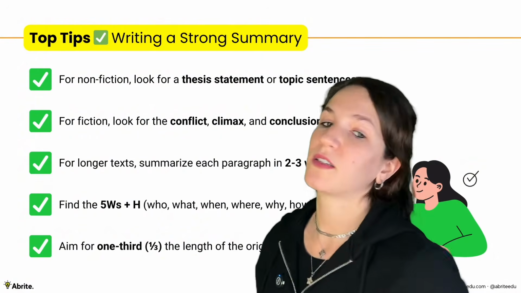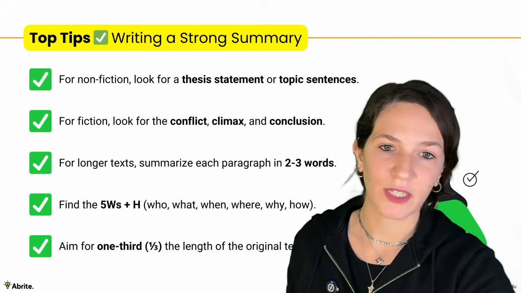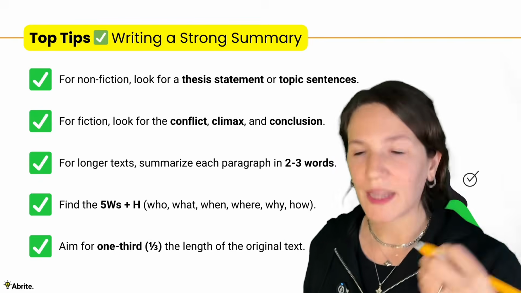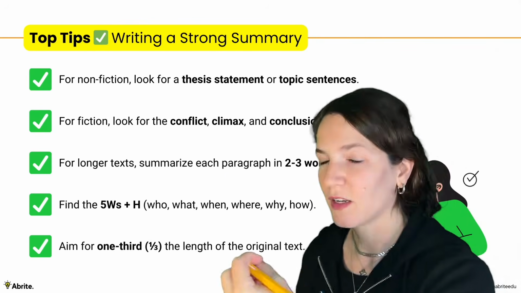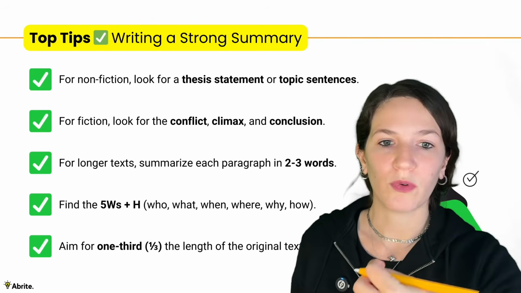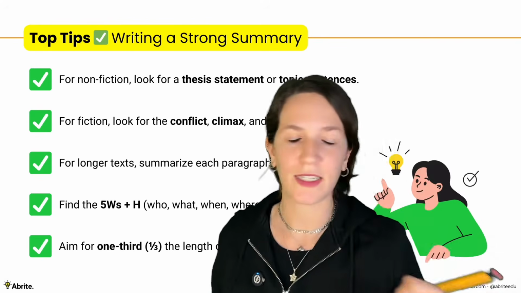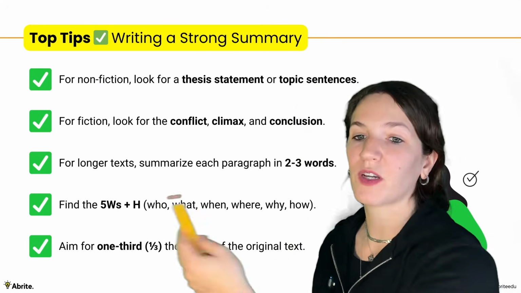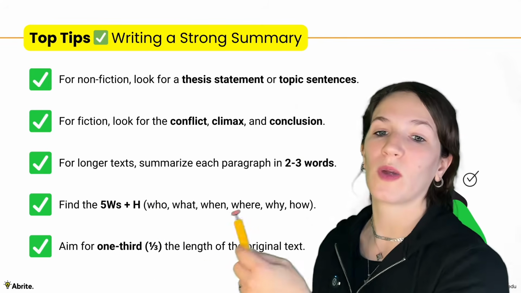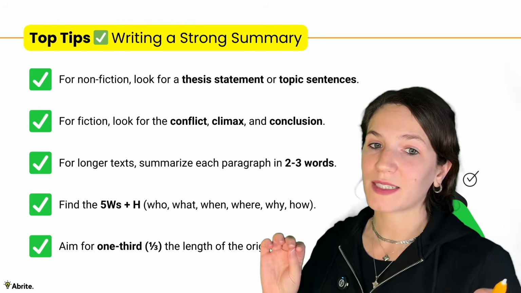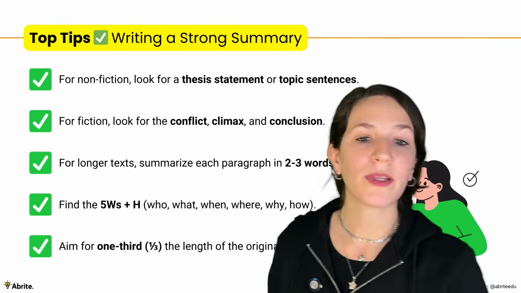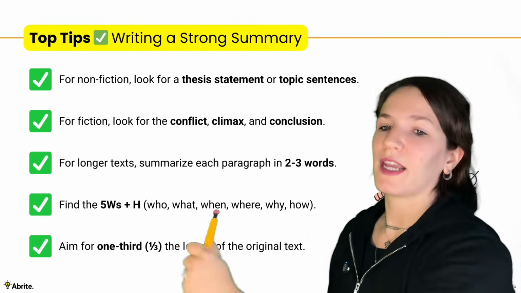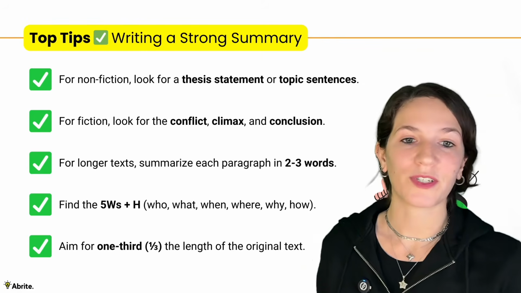For a longer piece of text, I'm talking like 8 to 10 pages, for example, you want to summarize each paragraph in 2 to 3 words. This really helps me stay on track with the key ideas or the key points that are running through this longer piece of text. So I just annotate as I go along, 2 to 3 words for each paragraph. You can also try finding the 5 W's and the H, the who, what, when, where, why, and how. This is a summarizing technique in and of itself, so let me know if you'd like to see a video on that. And finally, generally try to aim for 1/3 of the length of the original text.